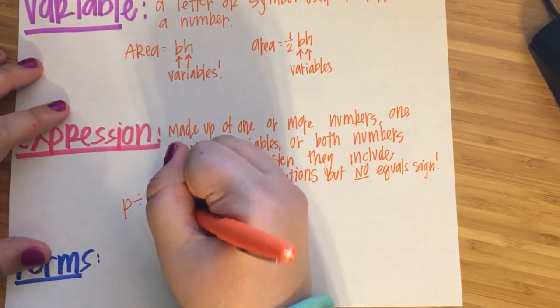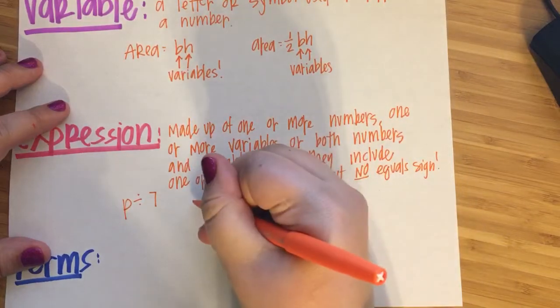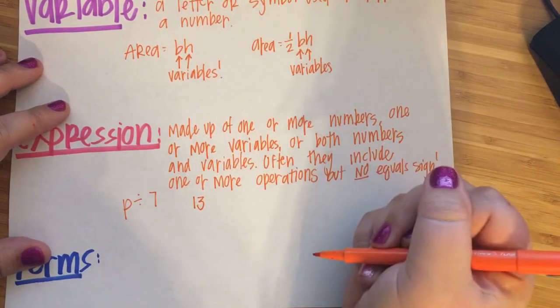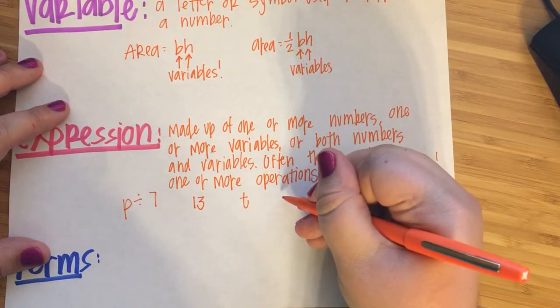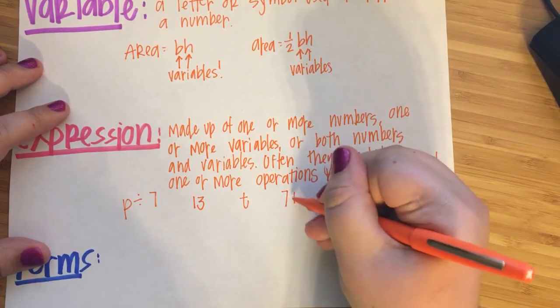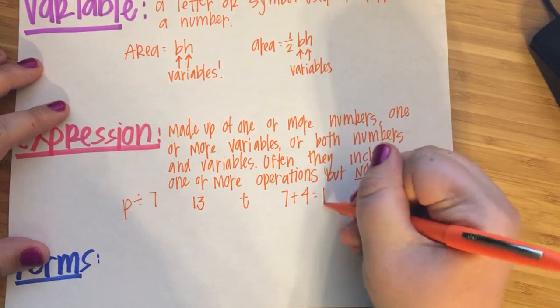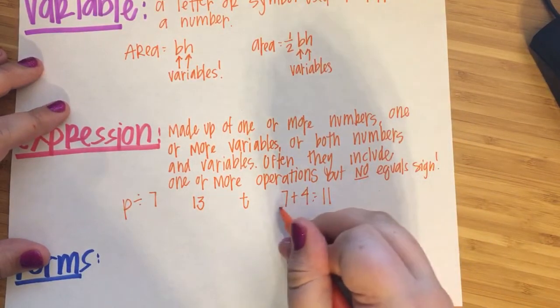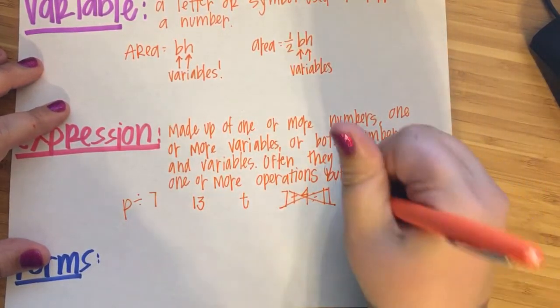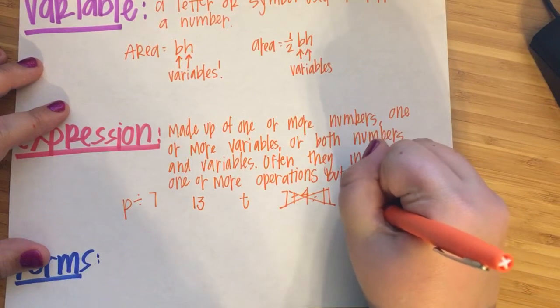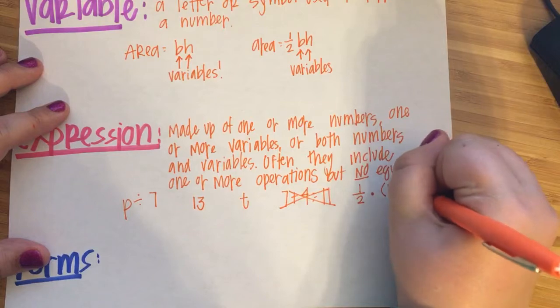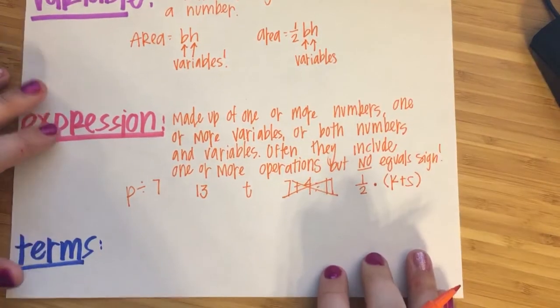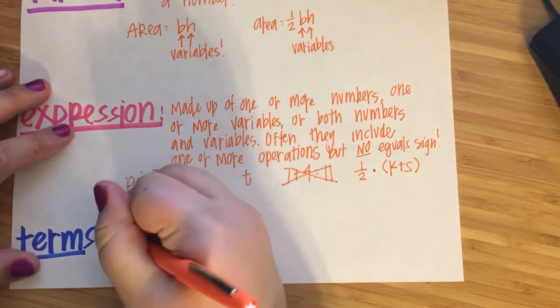So if we're looking at examples, if I write P divided by 7, that's an expression. I have a variable, I have a number, I have an operation, no equal sign. 13, that's also an expression. The letter T, that's also an expression. 7 plus 4 equals 11. Ooh, that's not an expression. That has an equal sign, and that makes it not an expression. 1/2 times K plus S, that's an expression.